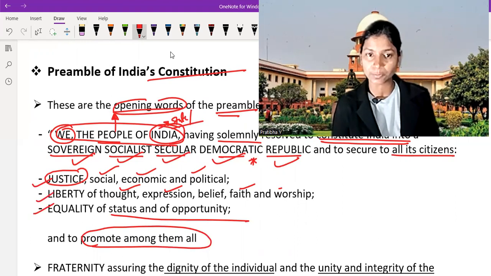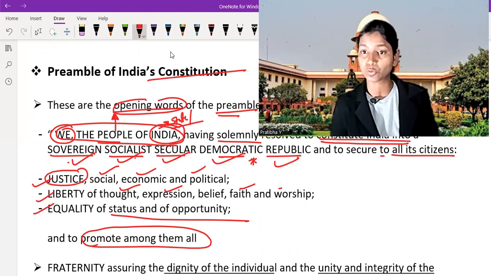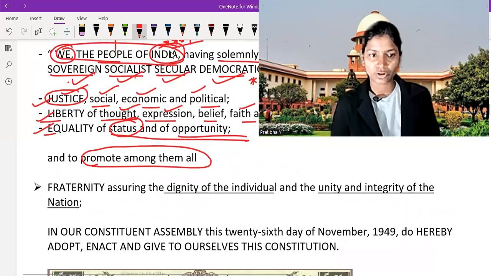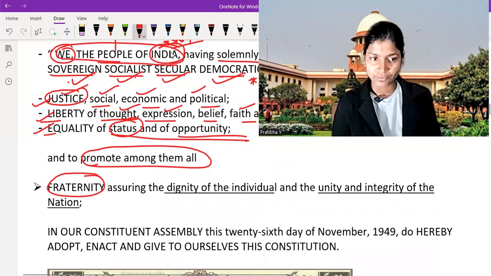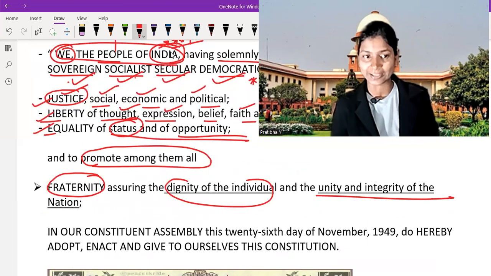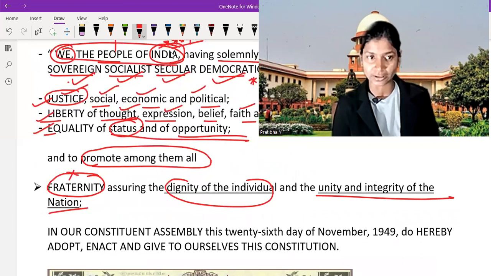So remember, we, the people of India, solemnly resolve to constitute India into a sovereign, socialist, secular, democratic, and republic, and to secure to all its citizens justice of 3 kinds: social, economic, political, liberty of 5 kinds: thought, expression, belief, faith, and worship, and equality of 2 kinds: status and of opportunity. Here we talk about fraternity. Next one is fraternity. Fraternity is assuring the dignity of the individual and unity and integrity of the nation. So fraternity is a keyword.